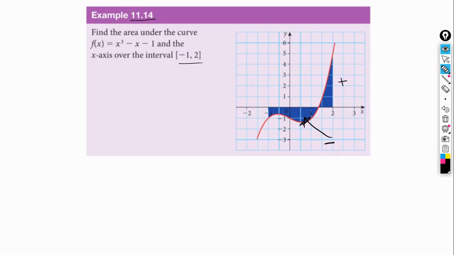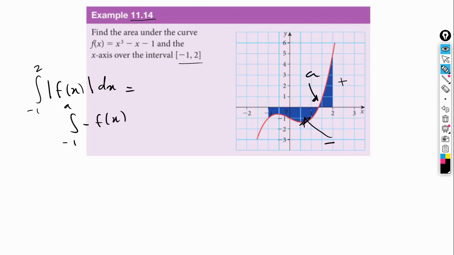So that means that we would have to do two separate integrals, right? We would have to do actually the integration from -1 to 2 of the absolute value of f of x. But this would require us, if we do it manually, to find this point over here. And then we would say, let's call this point A. We would have to integrate from -1 to whatever A is, minus f of x. And then we would add from A to 2, just a simple integration of f of x.